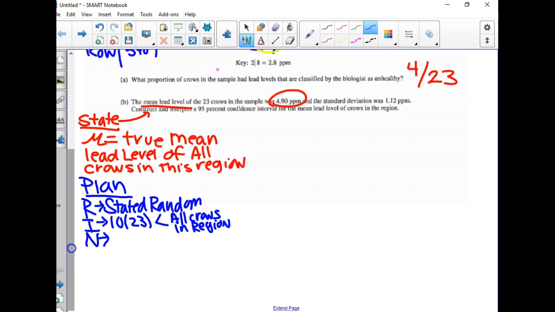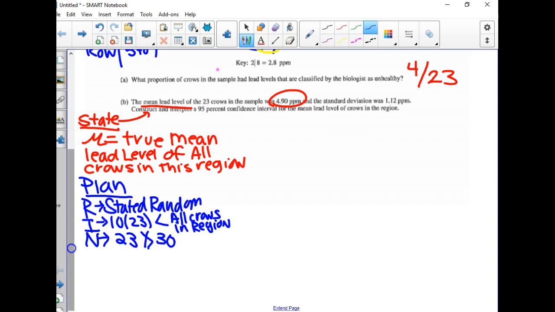Okay, now people mess up on this a lot. It's either going to be n is greater than 30 or n times p is greater than or equal to 10 and n times 1 minus p is greater than or equal to 10. Which one is it going to be? It's going to be the first one. N is greater than or equal to 30. Well, our n is 23, which is not greater than or equal to 30.